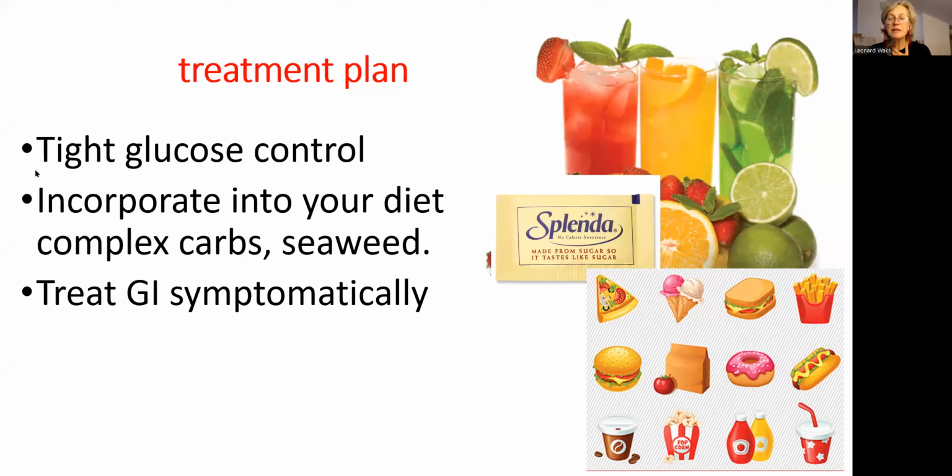So the treatment, big picture: tight control of the glucose or sugar intake. You can see in the picture here, all soft drinks and juices have to go. All chemical sugar substitutes have to go. Bread, pasta, pizza, ice cream, everything that you see on this picture, except, I see here, is tomato. You can leave the tomato and maybe coffee if it has no sugar. Number two, incorporate into your diet complex carbohydrates and seaweeds. And number three, treat the digestive tract symptomatically.